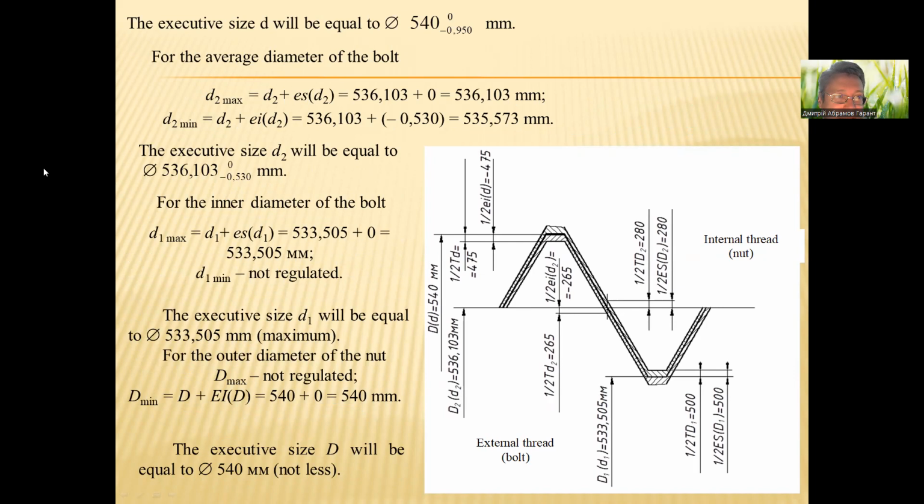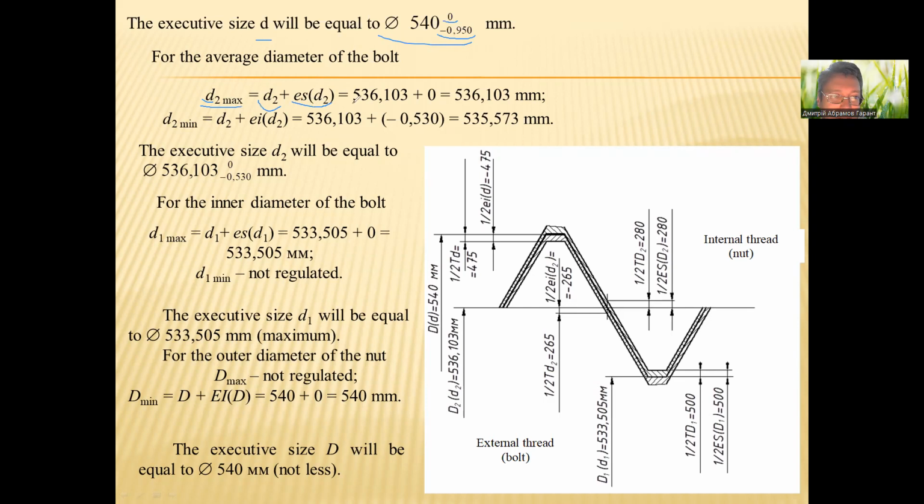The executive size D will be equal to diameter 540, upper limit deviation 0, lower limit deviation minus 0.950 millimeters. For the average diameter of the bolt, d suffix 2 maximum, small d for the bolt, we use small d. So the nominal diameter on the average diameter, small d suffix 2, plus the upper limit deviation on this diameter.